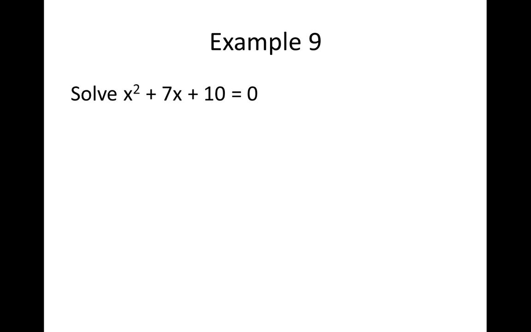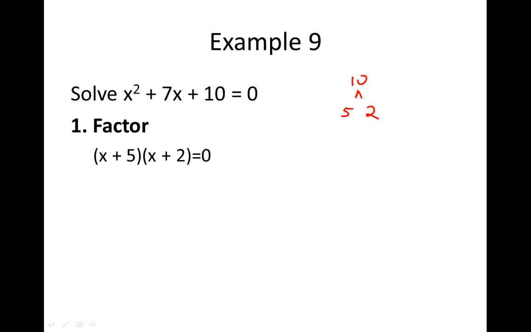Okay, see if you can do this one. X squared plus 7x plus 10 equals 0. Pause the video here, see if you can do it. Welcome back. I know you're pausing it. Go ahead and factor this 10 into 5 and 2. That's right, because 5 plus 2 is 7.